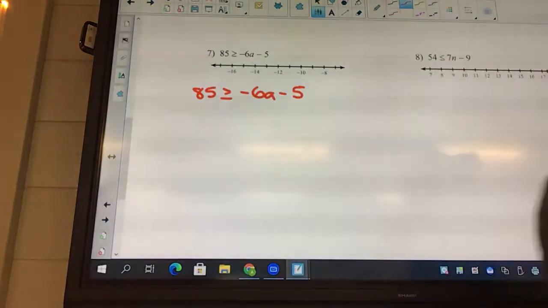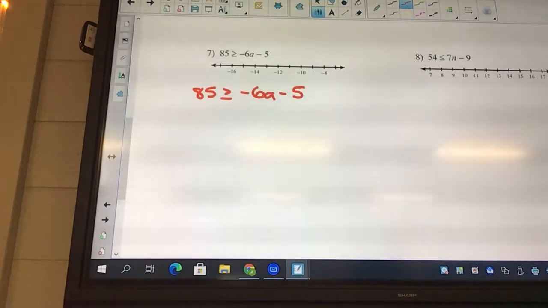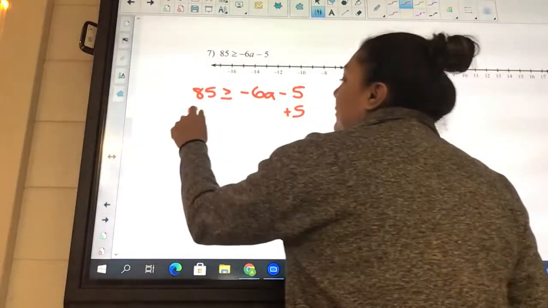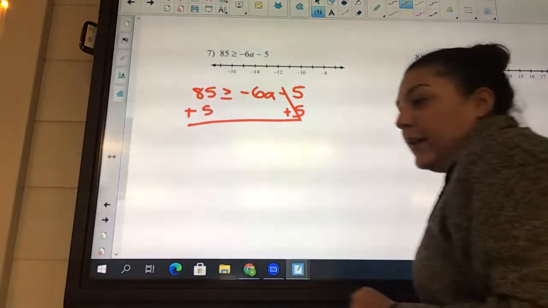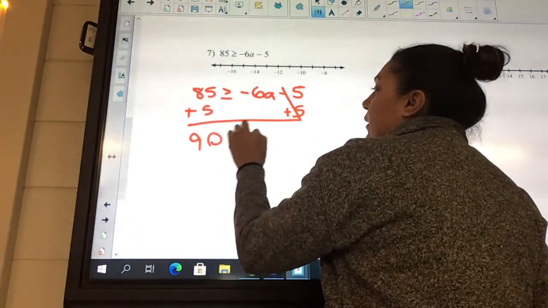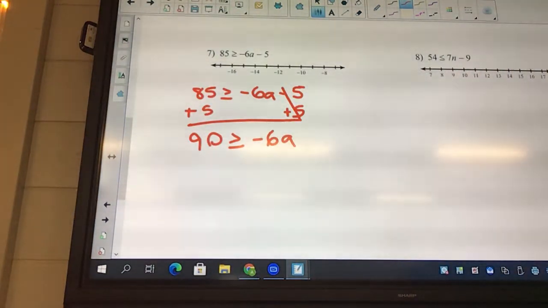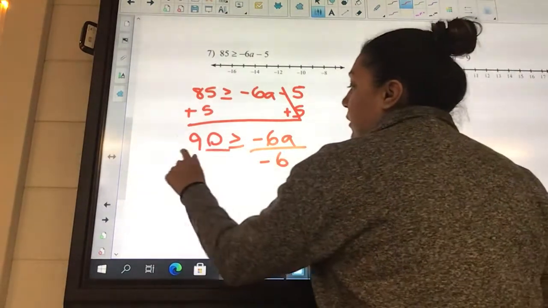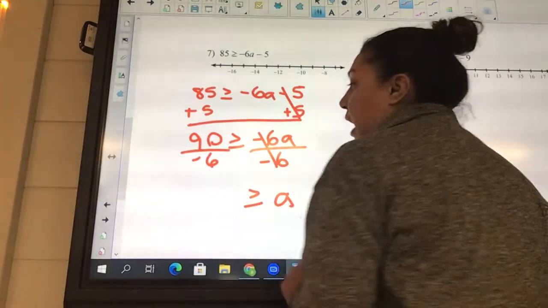Alright, who needs to move first? The negative 5 needs to move first. How do I move a negative 5? We're going to add 5. Okay, so 85 plus 5 is 90. Okay, and then what do we need to do? We divide by negative 6 on both sides. 90 divided by negative 6.